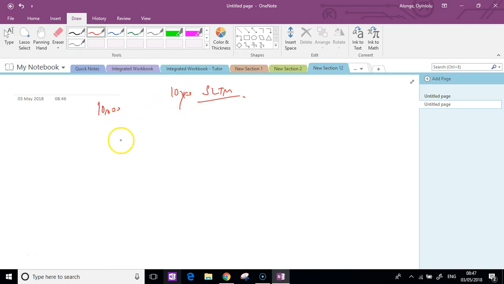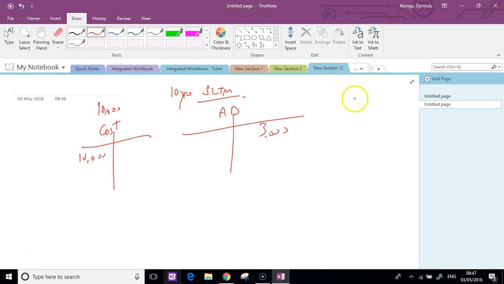You've done straight line method, so you have something that looks like this. Cost, 10,000, accumulated depreciation, 3,000. In your mind you can see straight away this car is worth 7, and you sell it for 5. Well, if it's worth 7 and you sell it for 5, you've made a loss of 2. That's just what it is.